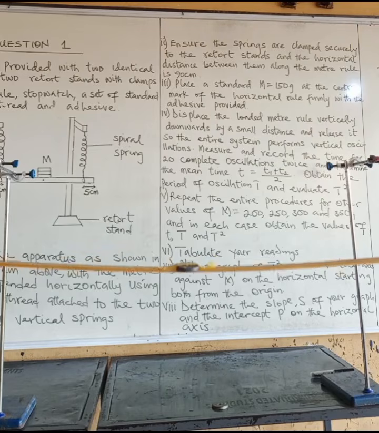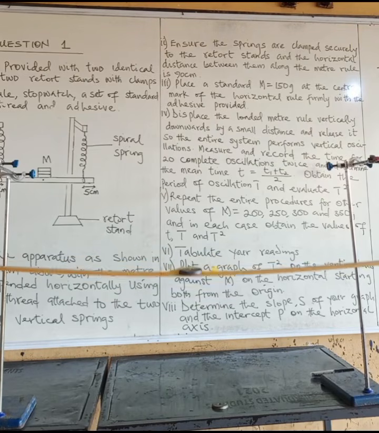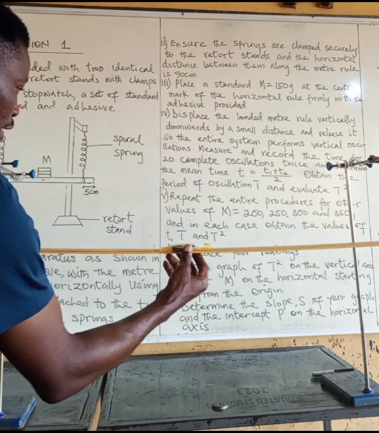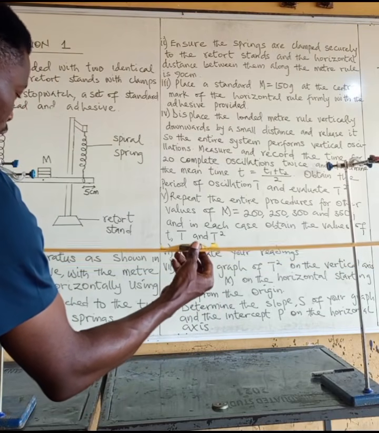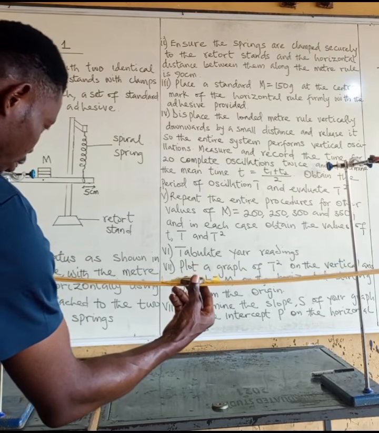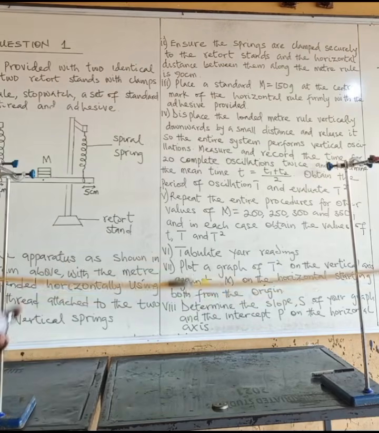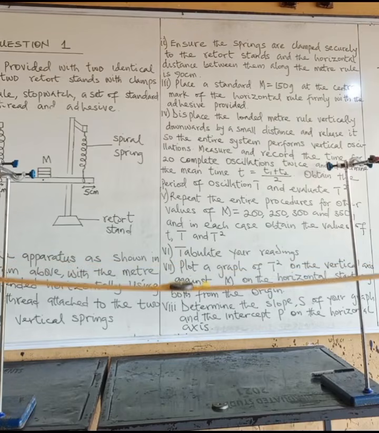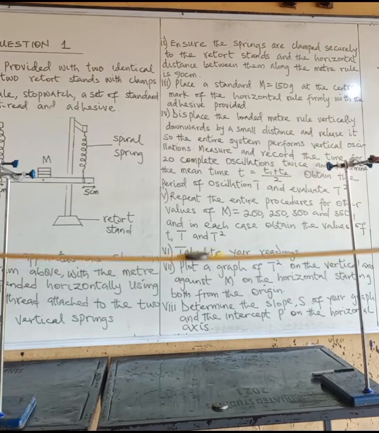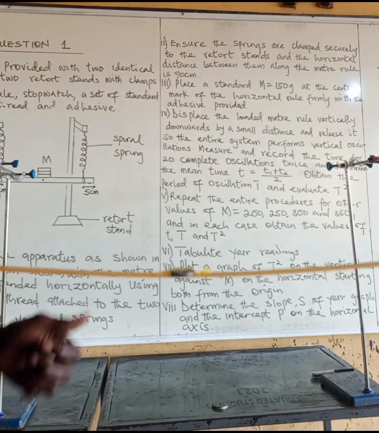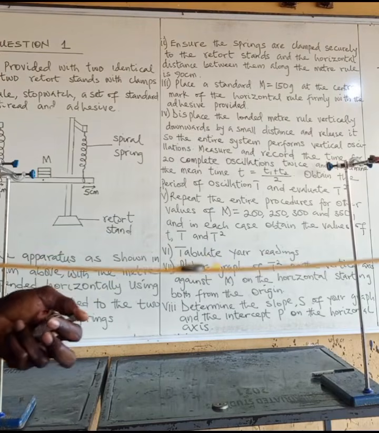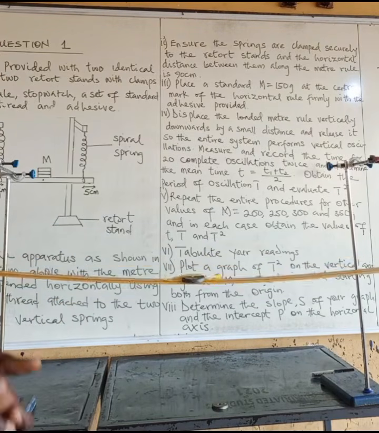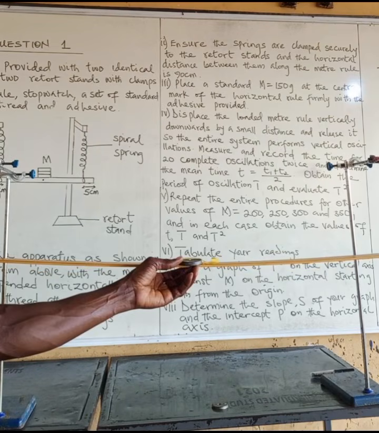So after timing it once, you take it again. You may either pull it down or you raise it up. So I'm going to pull it down a bit, and then again I time it. 1, 2, 3, up to 20. So I have around 12 seconds for this mass.